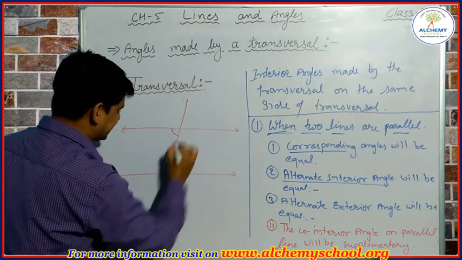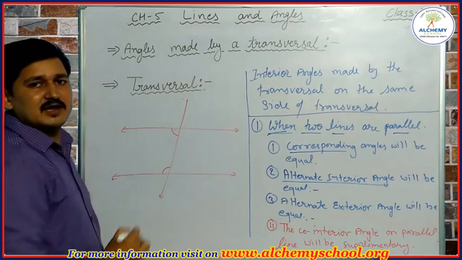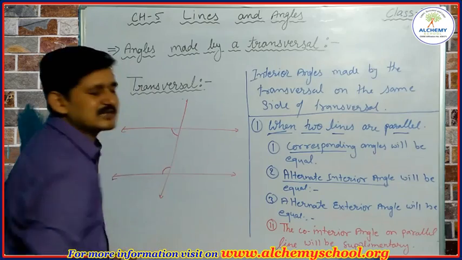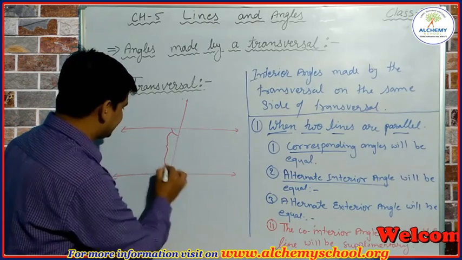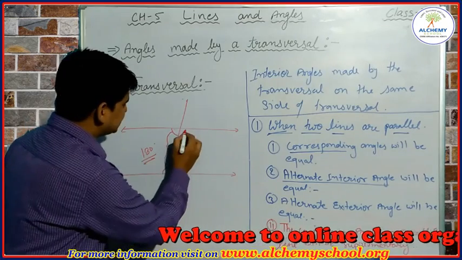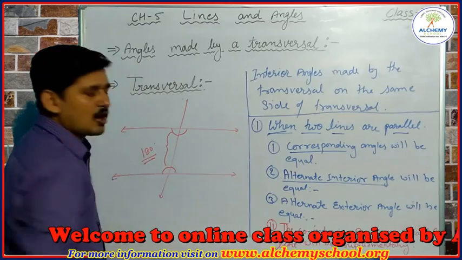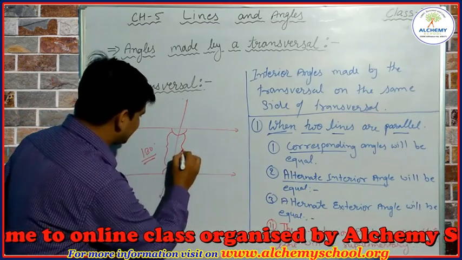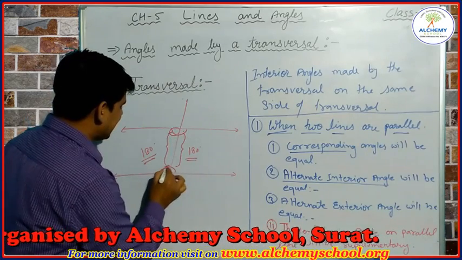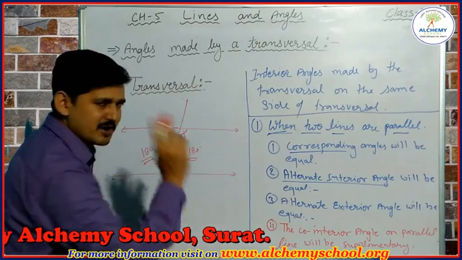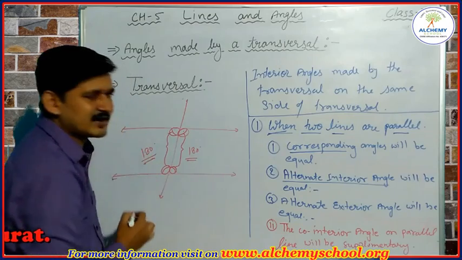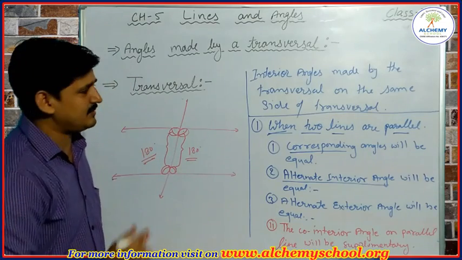We can see this angle and this angle will be the co-interior angles. So when these two lines are parallel, these two angles will be supplementary. The sum of these two angles will be 180 degrees. The same way this angle and this angle also will be supplementary, and the sum of these two angles will be 180 degrees. So co-interior angles will be supplementary angles. This angle and this angle are also co-interior angles, so they will be supplementary.